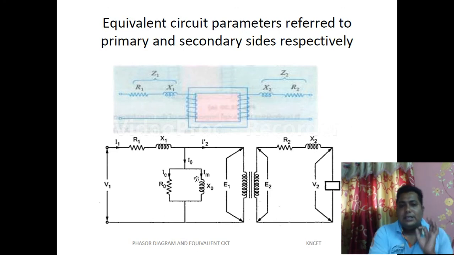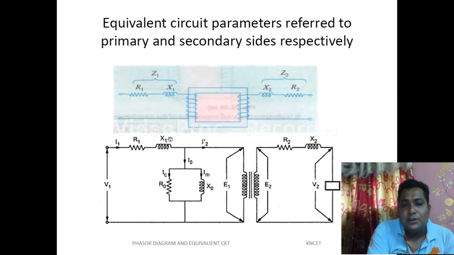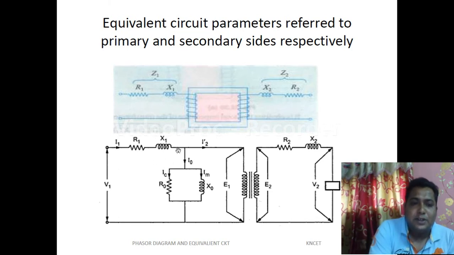Initially, if we think that the V1 supply is given, don't think that the component R1 X1 is present over there, correct? So V1 is present, and due to this I1 current is flowing, and it has two components, Ic and Im. Due to this Im there is a flux generation phi. That flux is cut by these two windings, that's why there is E1 and E2 generation.